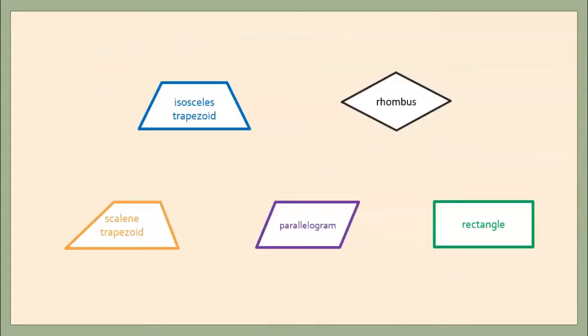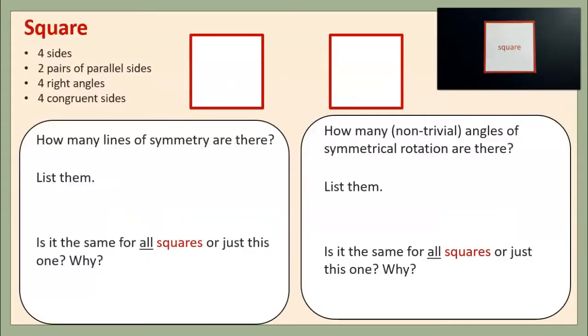So we're going to look at those specific shapes today and determine what their lines of reflectional symmetry are and what their rotational symmetry is. So the first one we're going to look at is one we are actually reviewing from yesterday. We already looked at the symmetries of a square, but just for a quick review, we're going to determine how many lines of symmetry and which angles of symmetrical rotation are there for a square.